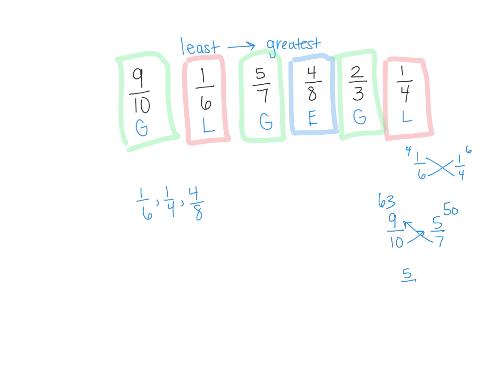So I can compare 5/7 to 2/3. And I cross multiply, I get 15 and 14. And I see that 14 is smaller than 15. So that means that if 5/7 was smaller than 9/10, and then 2/3 was smaller than 5/7, my next smallest number has to be 2/3. And then my next number has to be 5/7, because I know that 5/7 is larger than 2/3, but smaller than 9/10. So that would be my final answer.